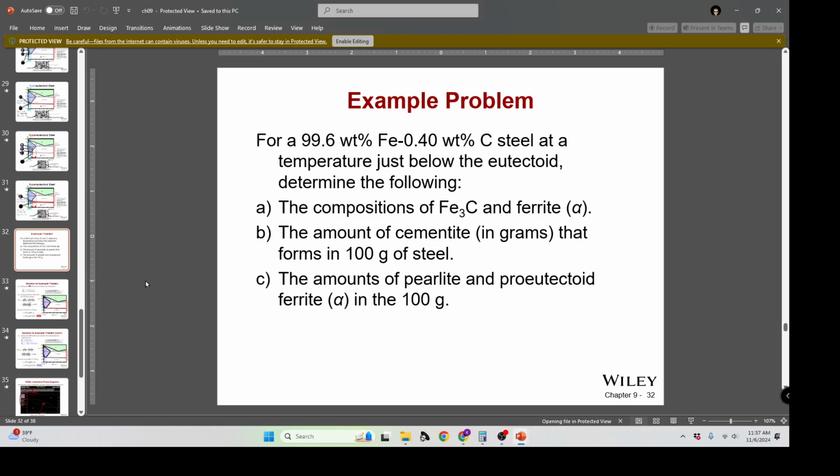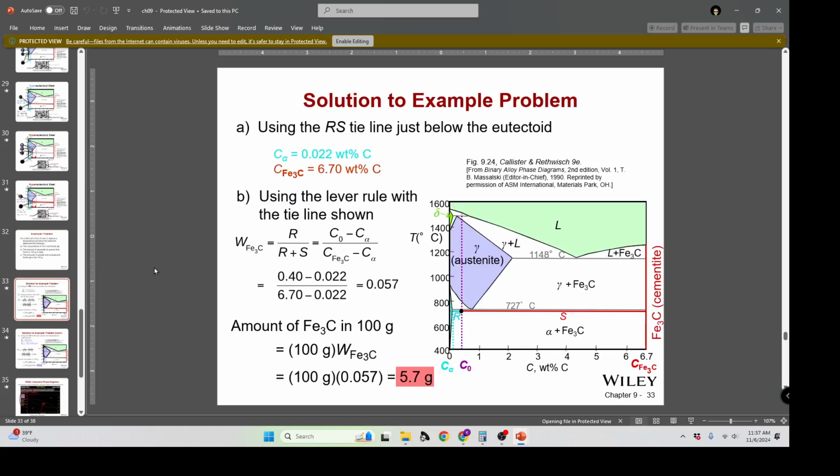All right, so for our 0.4 weight percent carbon, we need to know what is the composition, what is the amount of cementite or iron carbide in the 100 grams, and then what is the amount of perlite and proeutectoid ferrite alpha in the 100 grams. So we set up the RS tie lines. We're just below the eutectoid temperature. So we do our calculations, we get our weight fraction.